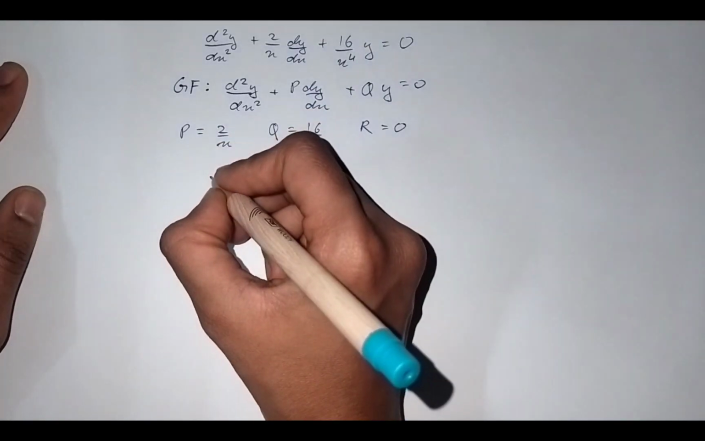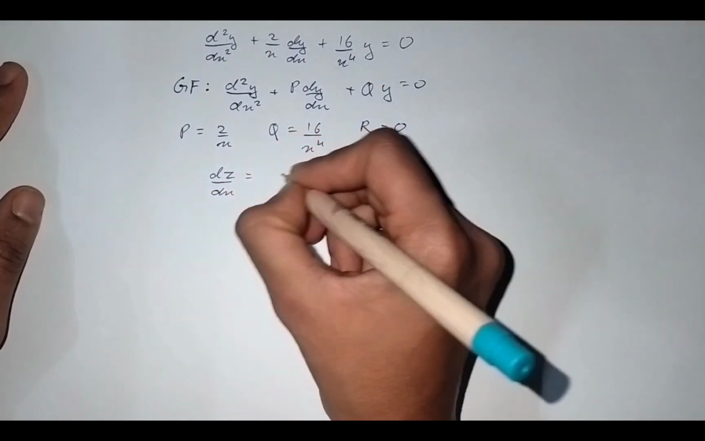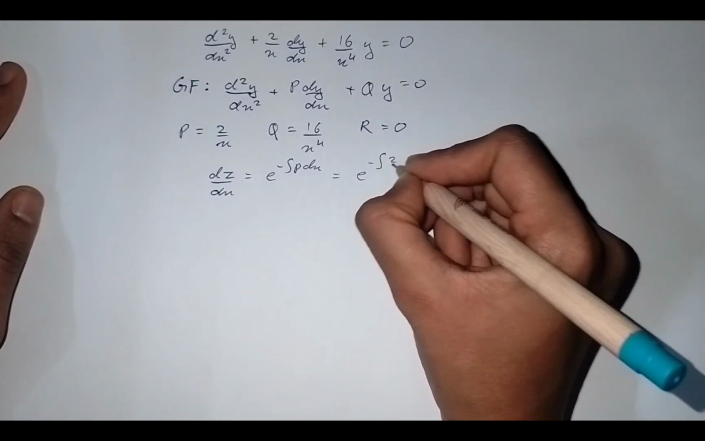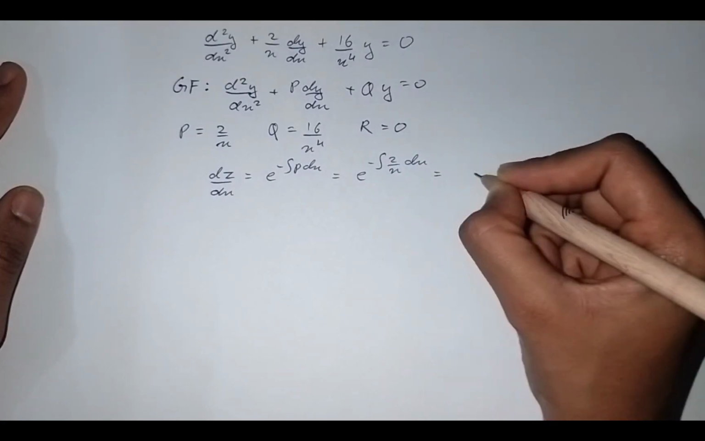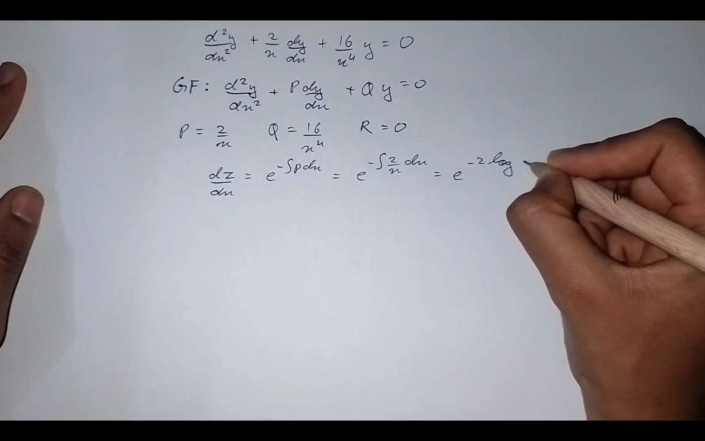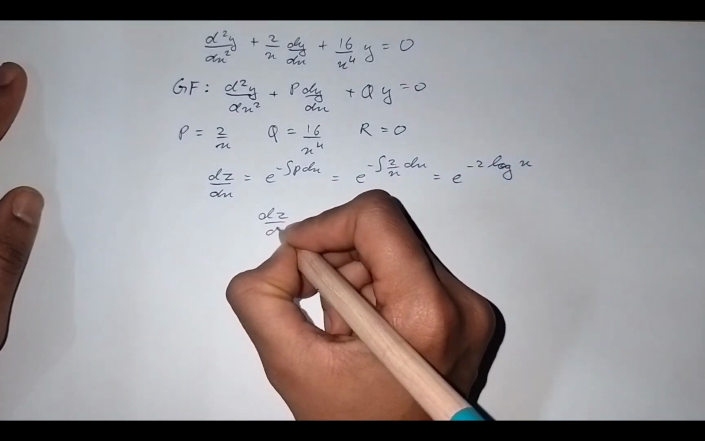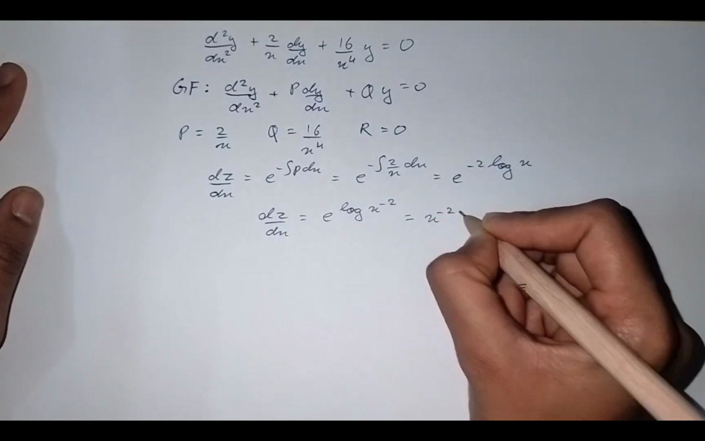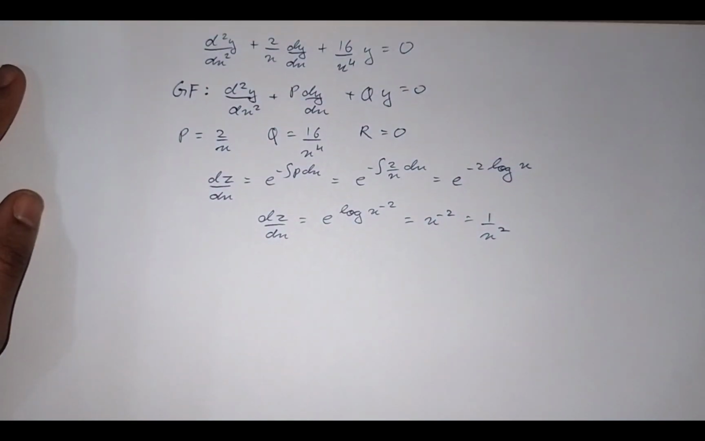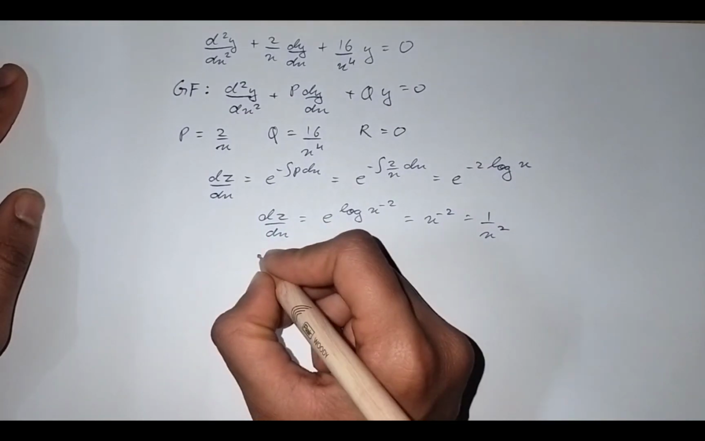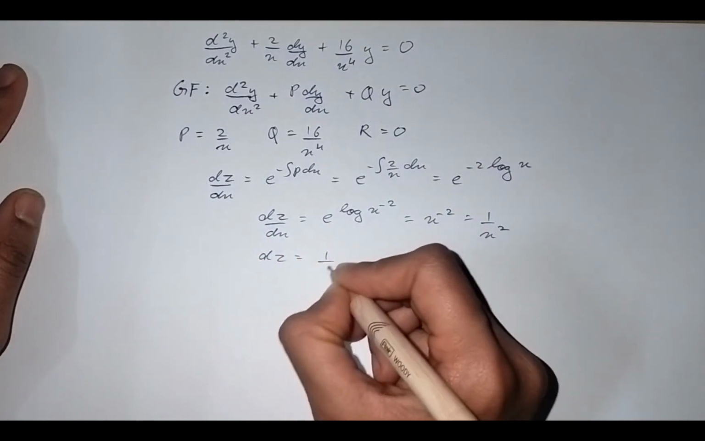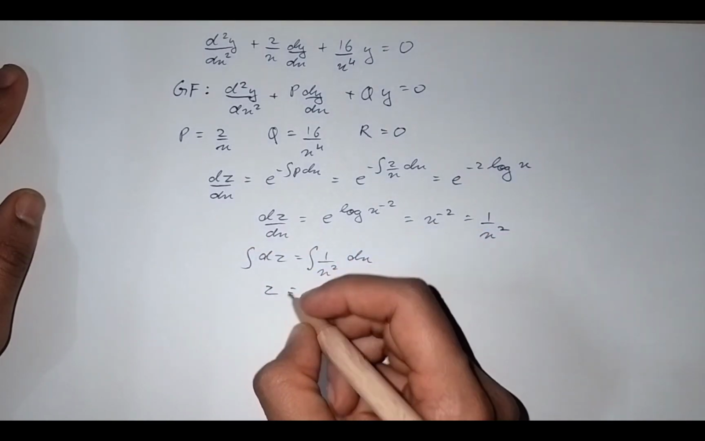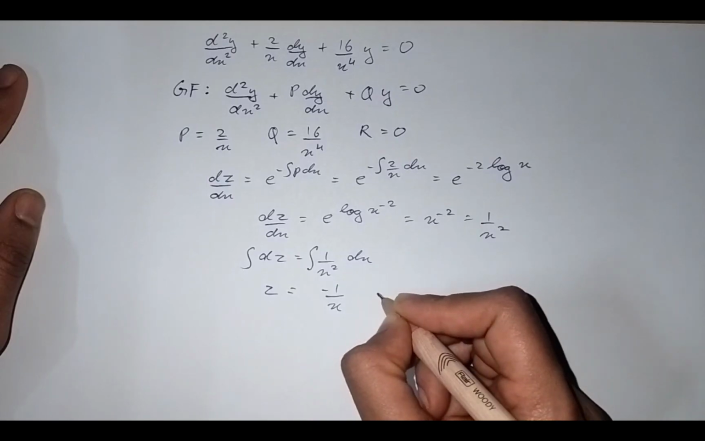Now for this method we take dz by dx is equal to e to the power of minus integral p dx, that is e to the power of minus integral 2 by x dx. This becomes e to the power of minus 2 log x. Thus we get dz by dx is equal to e to the power of log x to the power minus 2, e and log cancel and it becomes x to the power minus 2 or 1 by x square. Now using the variable separable method and cross multiplying we get dz is equal to 1 by x square dx, and integrating both sides we get z is equal to minus 1 by x.